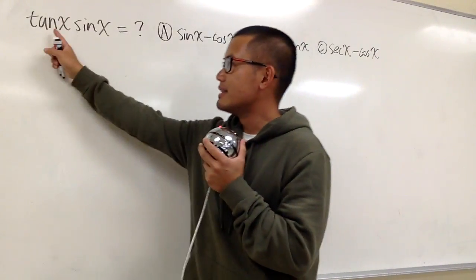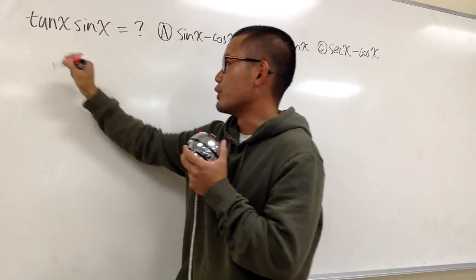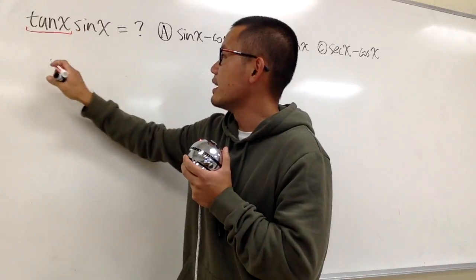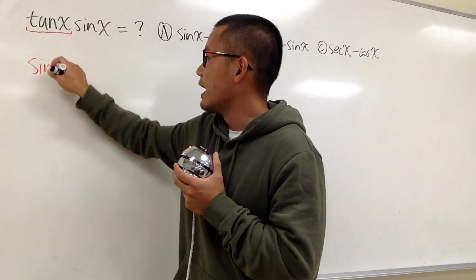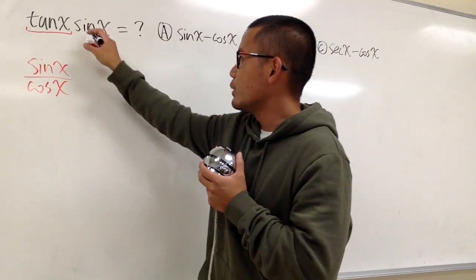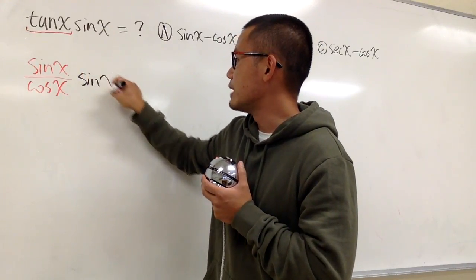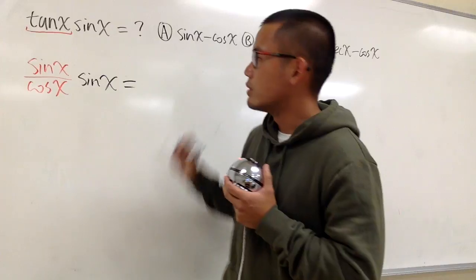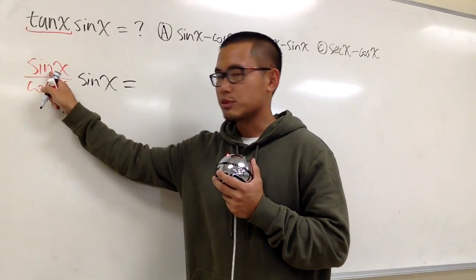Okay, here we have tangent x times sine x, and we already see that here is the tangent x. Let's write that as sine x over cosine x right away, right? And then here we have the sine x, so let's just put that down. And now, as we can see, we have the sine x right here.